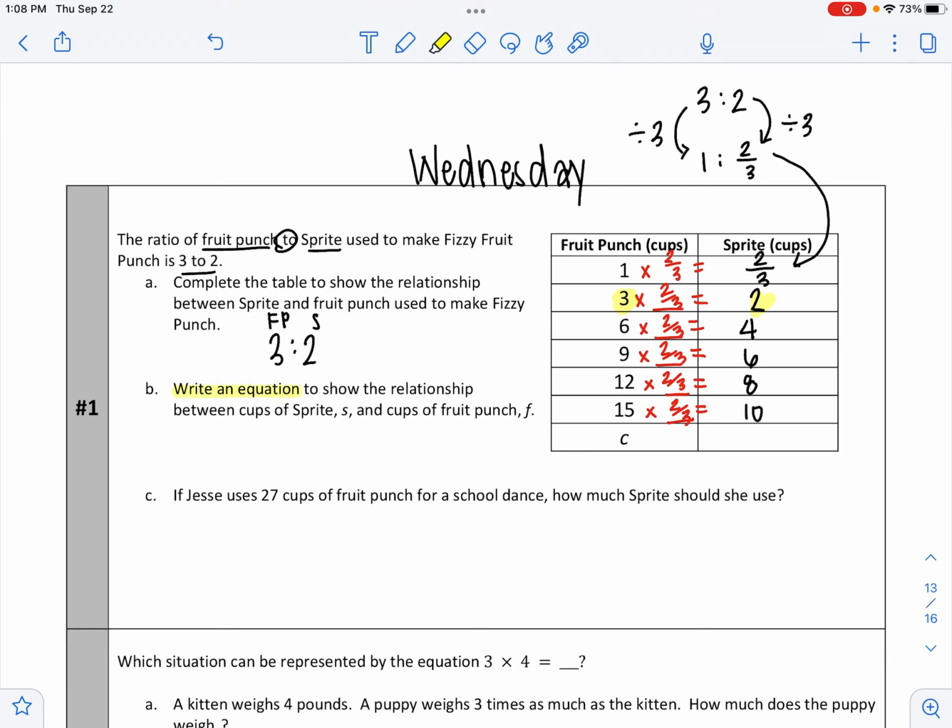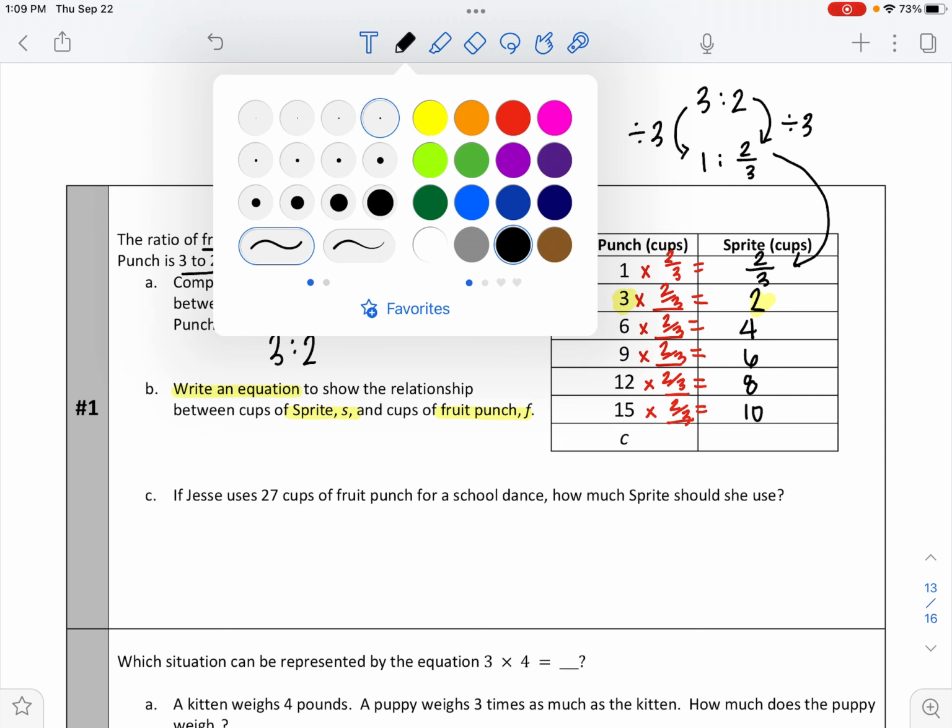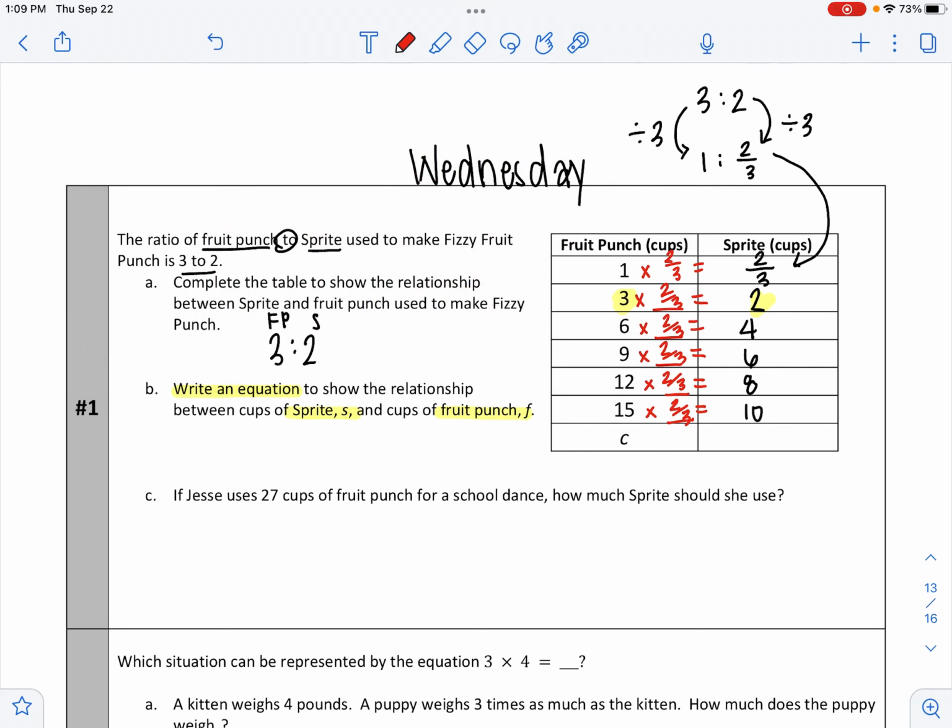Write an equation to show the relationship between cups of Sprite and cups of fruit punch. I can see in my table that I'm always multiplying cups of fruit punch times 2/3 to tell me the amount of Sprite. And so the way I write the equation is 2/3 times the amount of fruit punch F is equal to the number of cups of Sprite. That makes question C much easier.